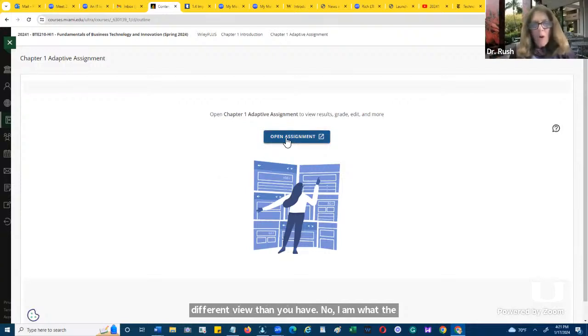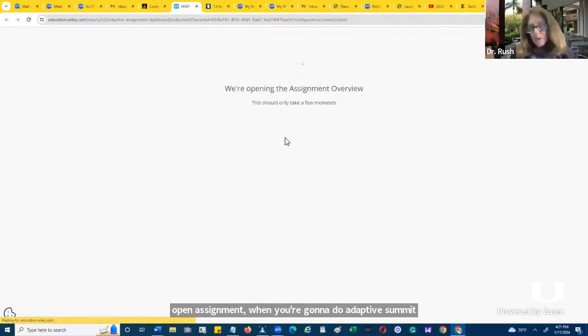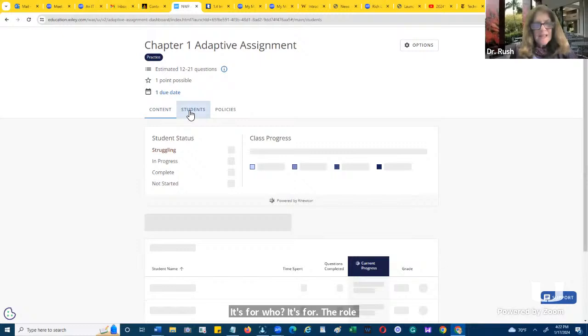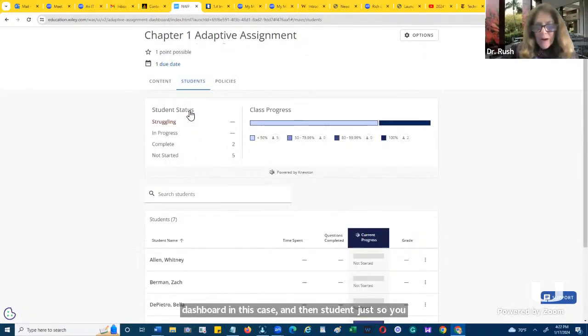So when I open the assignment, when you're going to do the adaptive assignment, you're going to be taking a quiz. When I'm doing it, I already see 2 students have completed it and 5 students have not started. So it means that 7 students have already signed up. I can also go in the class project. This is called the dashboard. It's for the role of the instructor, and then student, just so you can see what it is already here.